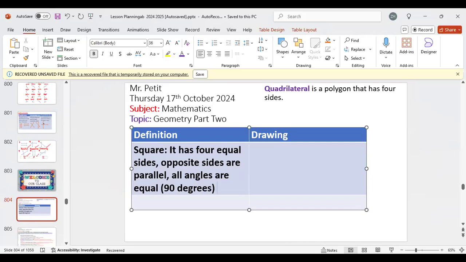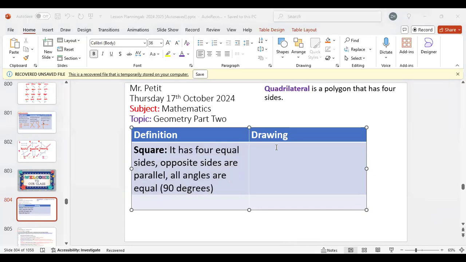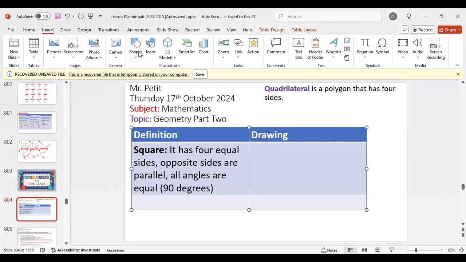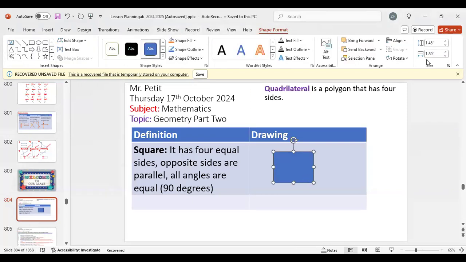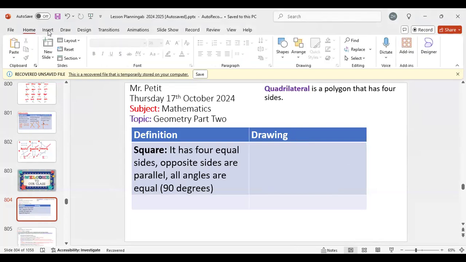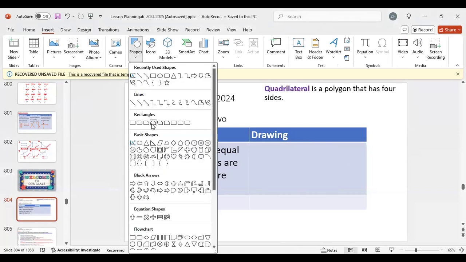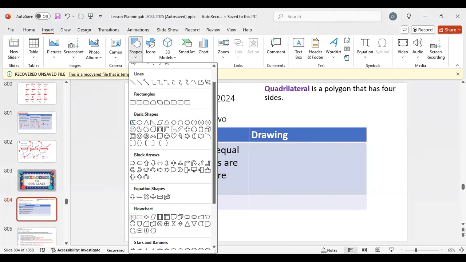Exactly, that's correct. So let's do a drawing. So that's 4 equal sides. Opposite sides are parallel, and all angles are equal to each other. So if we're looking at a drawing for this, I'm going to use orange. Wait, no, I can't just do that. It actually has to be right. So let me find a square. It's a rectangle. Okay.